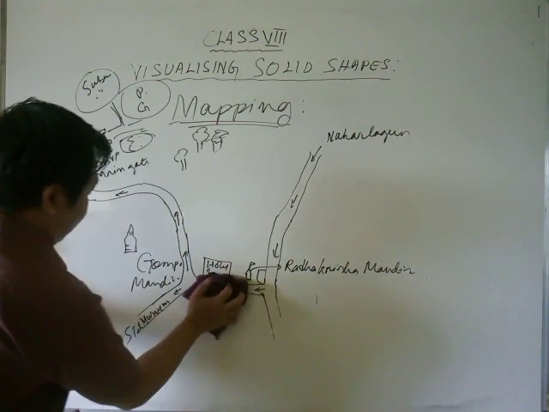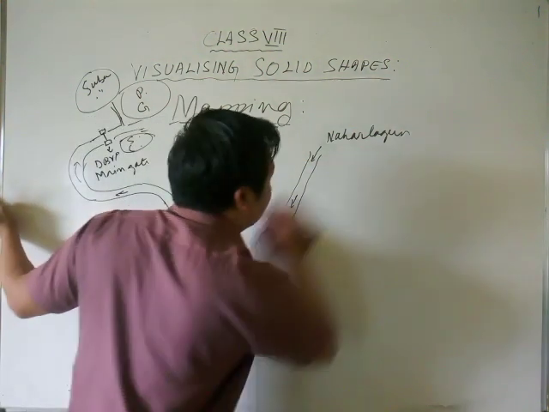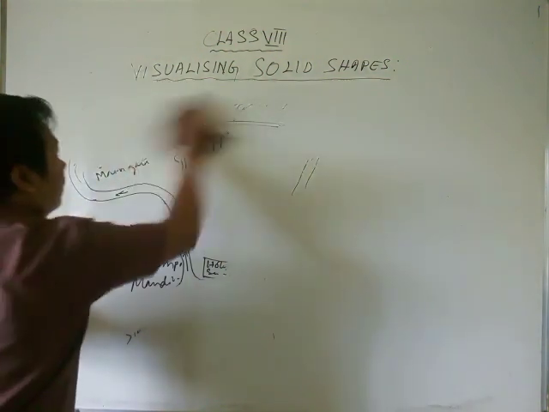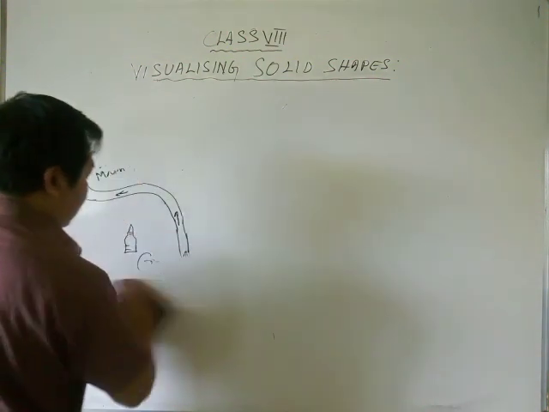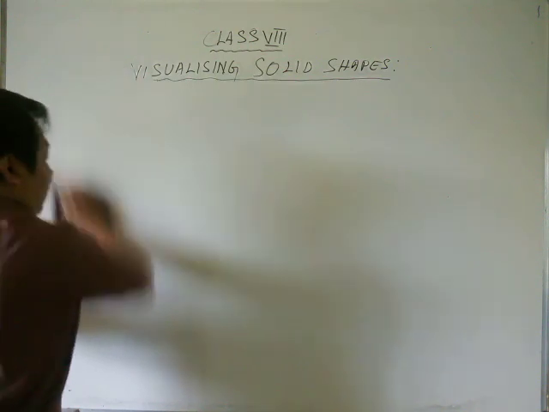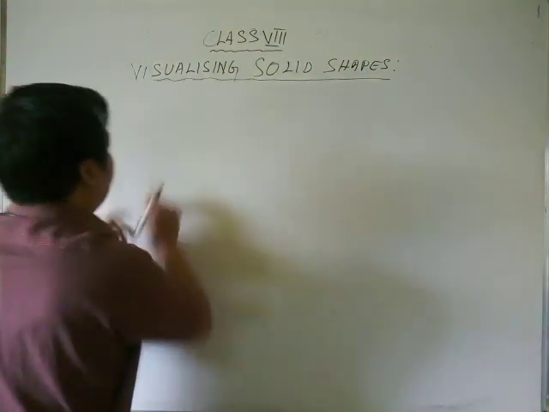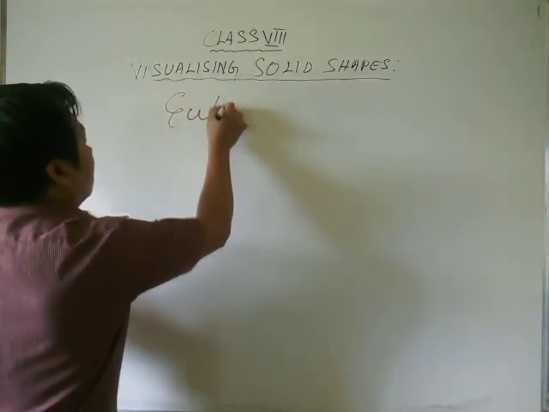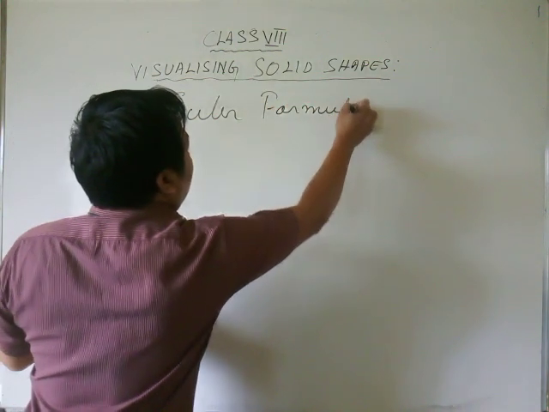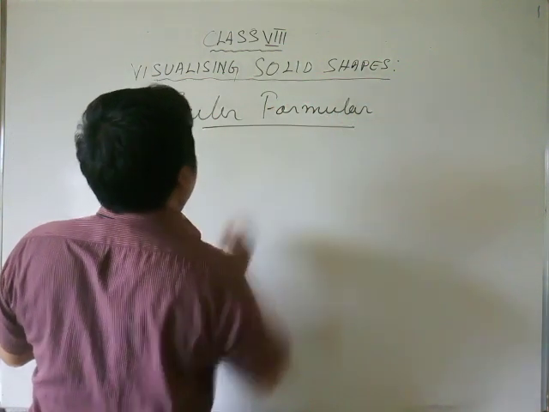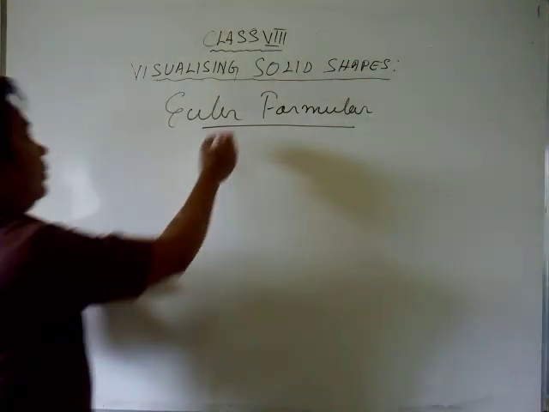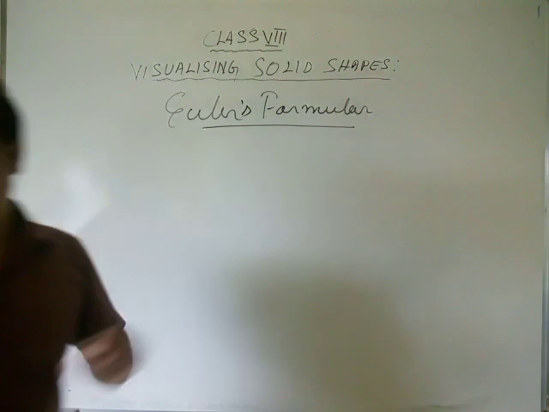So then let us go to the last point of this chapter. The last point of the chapter, that is Euler's formula. Euler's formula. Okay. Euler's formula.